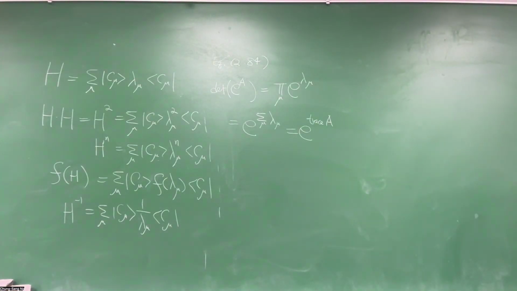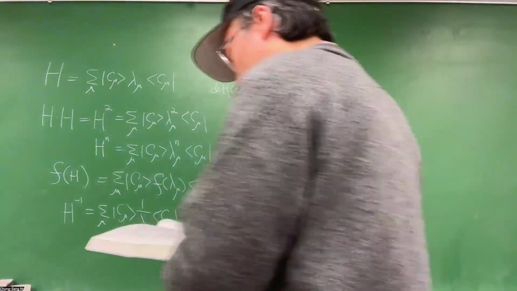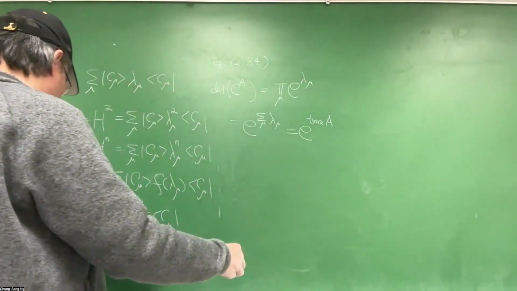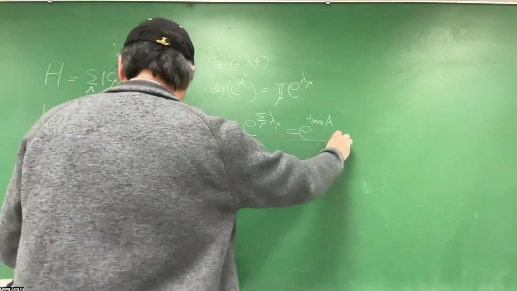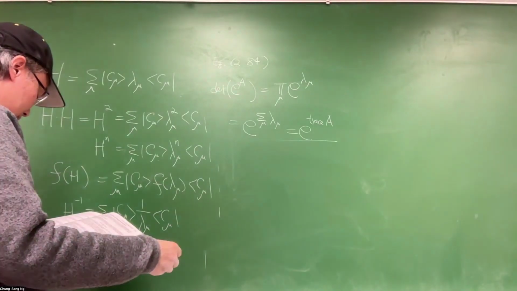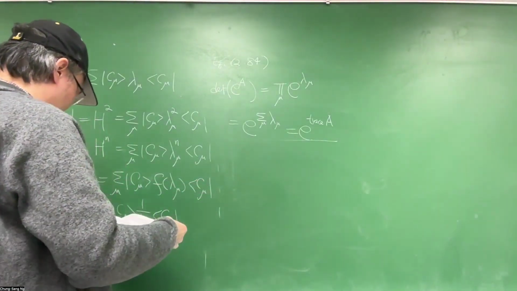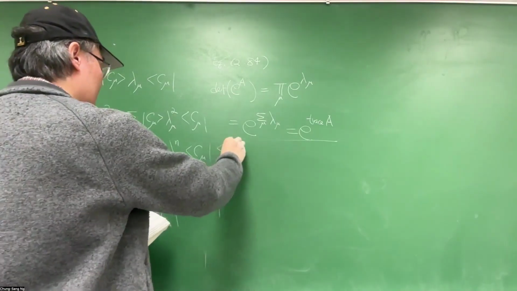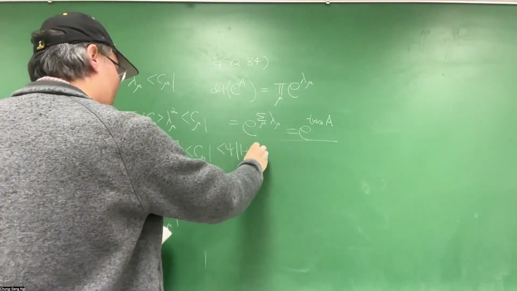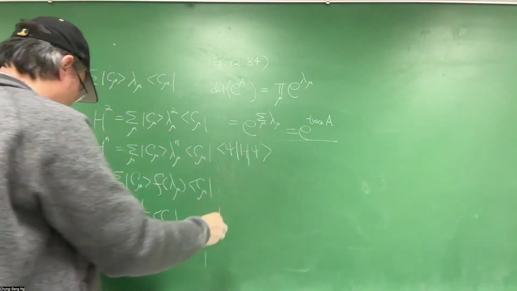Okay, let's finish up this 6.4 section: expectation values for the Hermitian operator. Now, so you have psi, h, and psi, right?